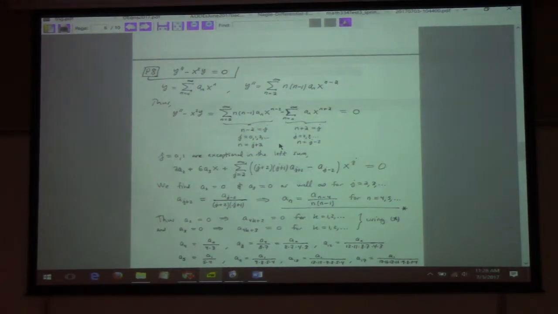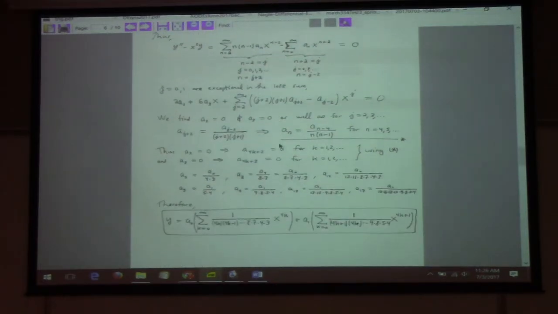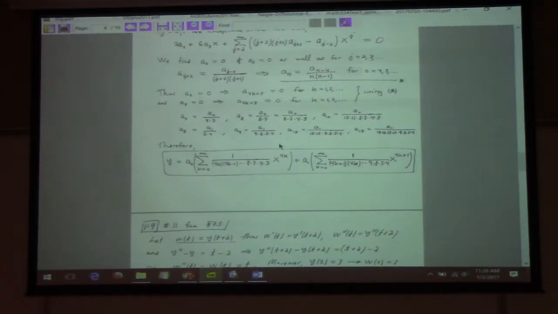And so, putting it all together, the pattern is that we have a sub naught times the sum k equals 0 to infinity, 4k times 4k minus 1, all the way down to 8 times 7 times 4 times 3, x to the 4k, and then a sub 1, 4k plus 1 times 4k, and so on, times 9 times 8 times 5 times 4, times x to the 4k plus 1.